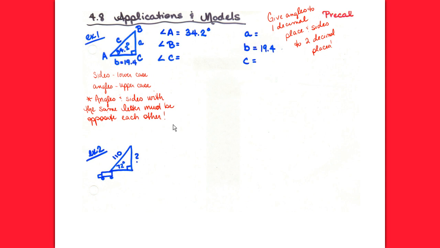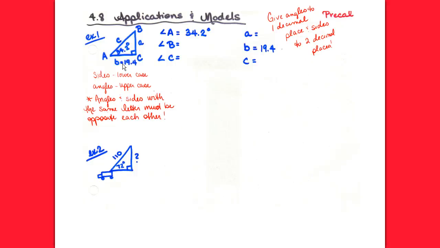What we mean by that is if I've got capital angle A over here, straight across from it is lowercase side a. Capital angle C, straight across from that, lowercase side c. Capital angle B, straight across from that, lowercase side b. If you don't draw it that way, you won't get the right answers when you're asked to draw it yourself. So it's critical that we have the angles and the sides with the same letter opposite of each other.